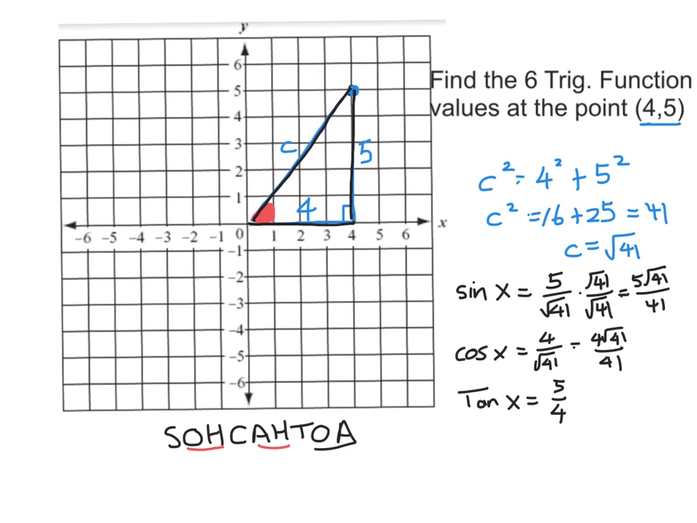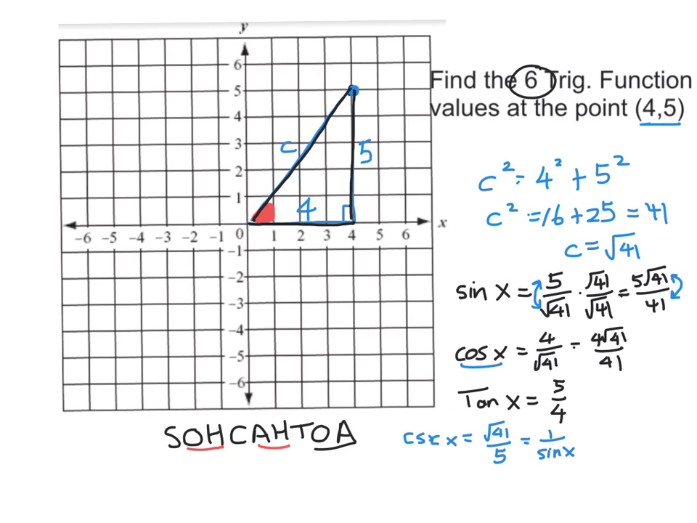Now what does it mean by the 6 trig functions? Well, each of these has a reciprocal. So the reciprocal of sine is cosec x, and we write it CSC. And all we do is turn this one upside down. Well, that's a bit tricky. Much easier to turn this one upside down. So root 41 over 5. So cosec is 1 over sine x.